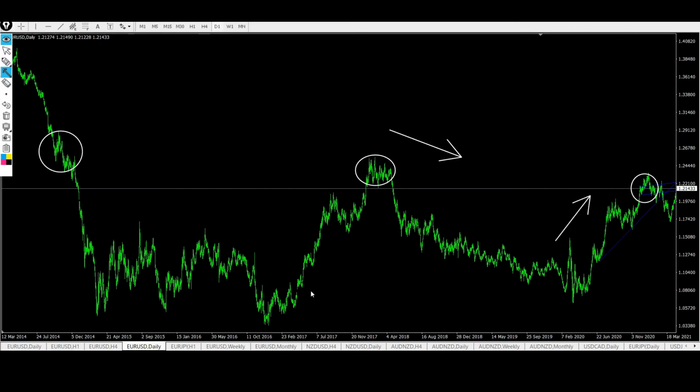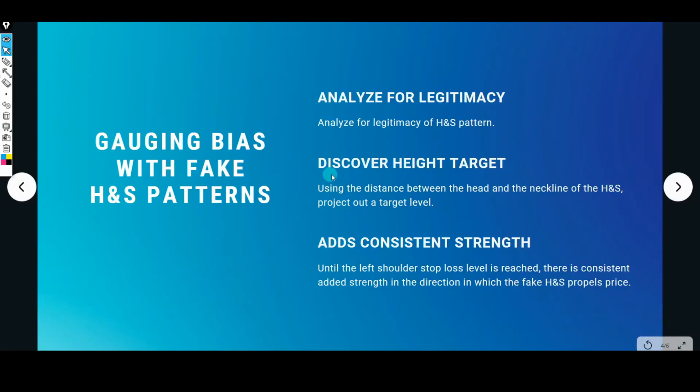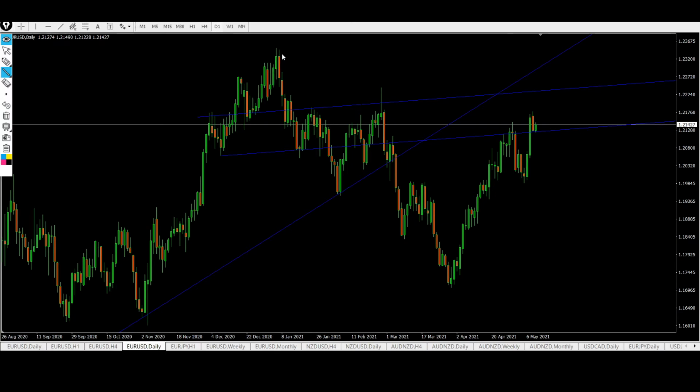Okay, so let's go on to number 2. Okay, number 2. Discover the height target. Now using the distance between the head and the neckline of the H&S, project out a target level. Okay? Okay, so using the pivot high of the head, which is right here, and drawing a straight line right down to the major neckline, we want to project out this same distance from this major neckline, which is roughly in this area, I would say. So the projected target level for this fake H&S is roughly at this price level.